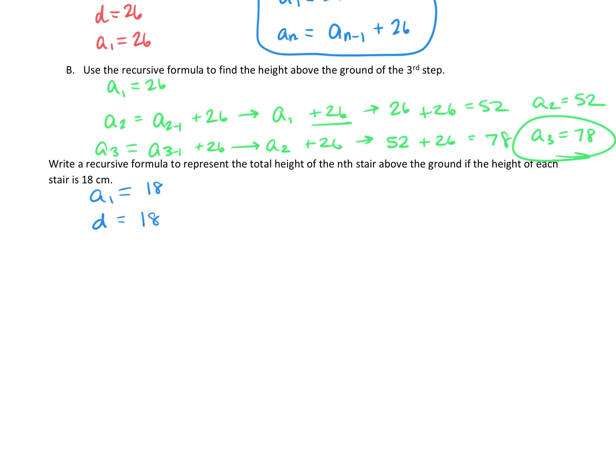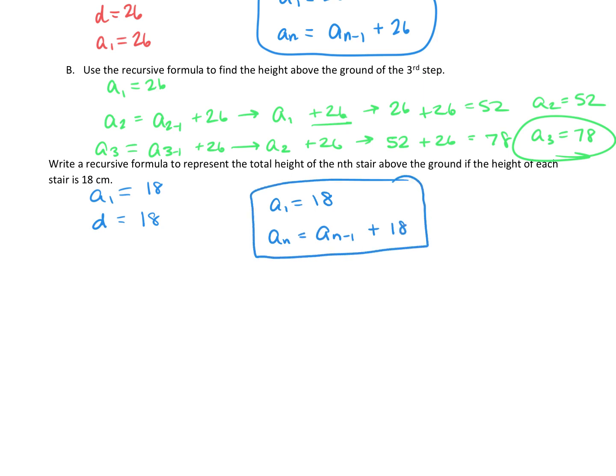So to write our recursive rule, we would say a sub 1 equals 18, then a sub n equals, take your previous term and add on your common difference of 18, and that's how you can always get the next term in the sequence with that recursive rule.